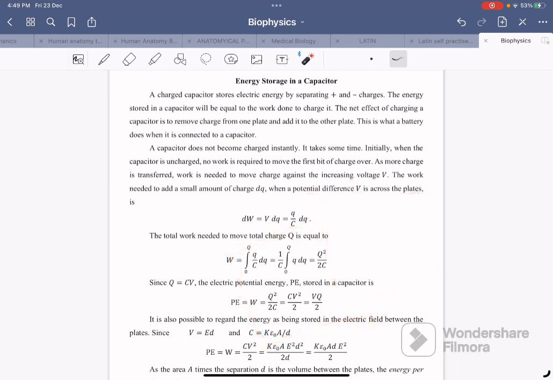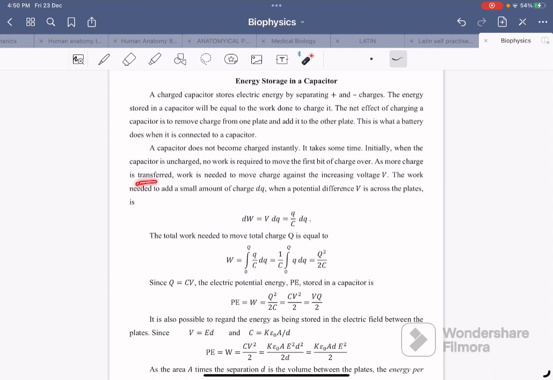Everything in daily life, we all need to put in some work so as to transfer our satisfaction, like that. So it's just like that.